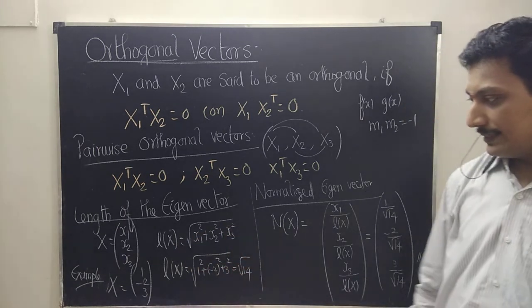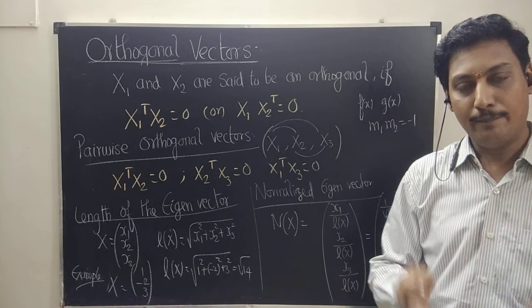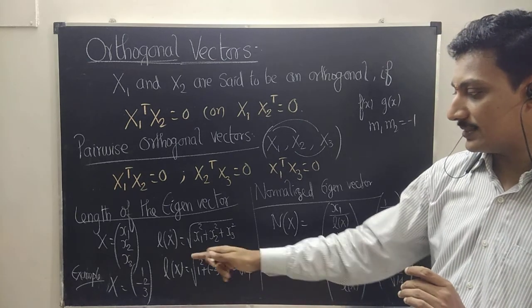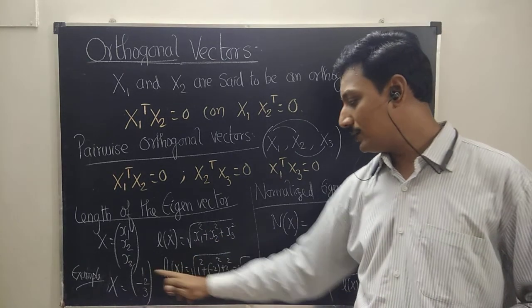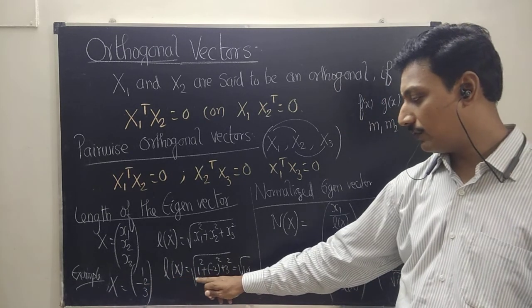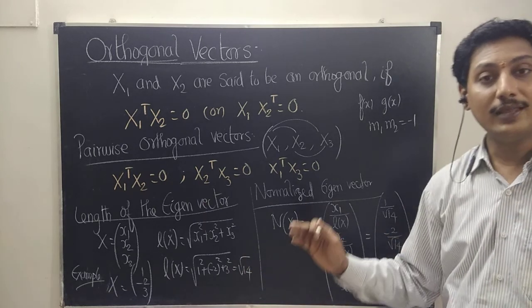For example, suppose my eigenvector is 1, minus 2, 3. It's a column vector, isn't it? A column matrix: 1, minus 2, 3. What is the length of X? It's nothing but the square root of 1 square plus minus 2 square plus 3 square. That is 1 plus 4 plus 9, which is 14. So the square root of 14 is the length of the vector.